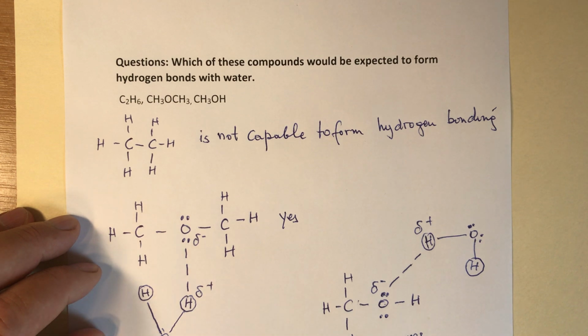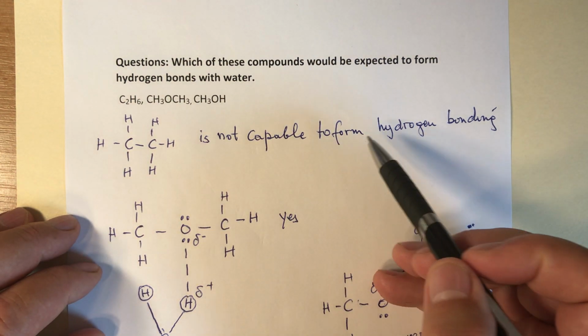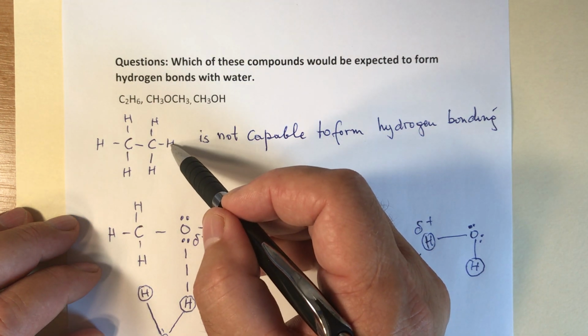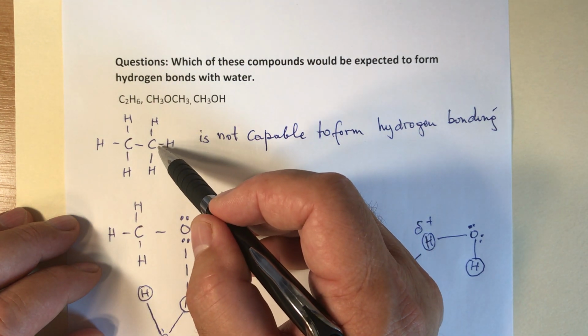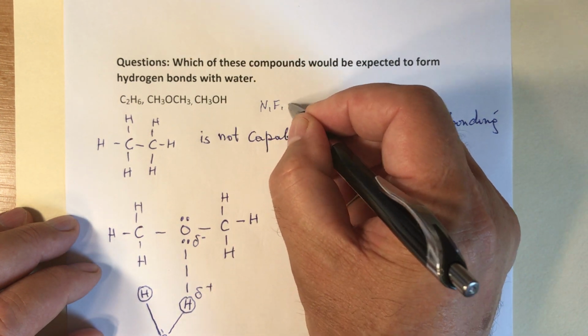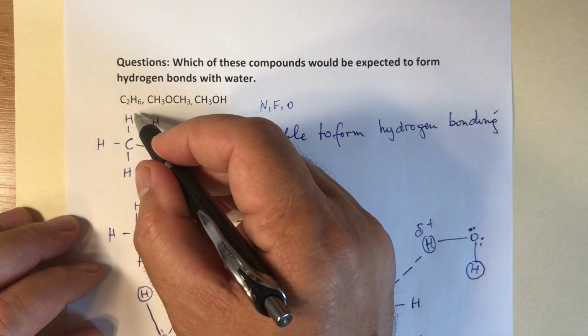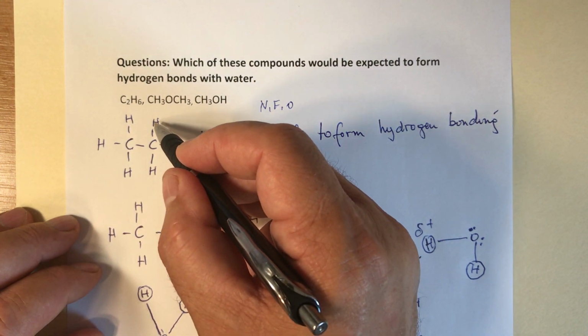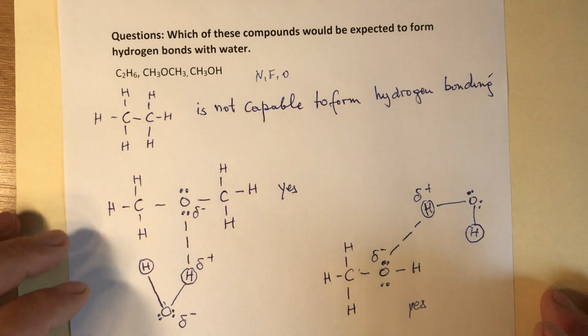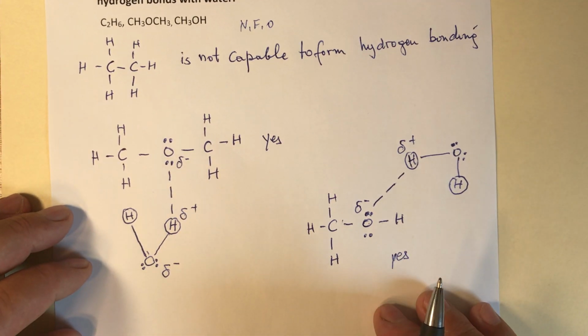The first one is not capable of forming hydrogen bonds with water. Why? Because hydrogen here is not directly connected to nitrogen, fluorine, or oxygen. And as I explained, we don't have a positive charge on the hydrogens here, so it's not forming hydrogen bonds with water.